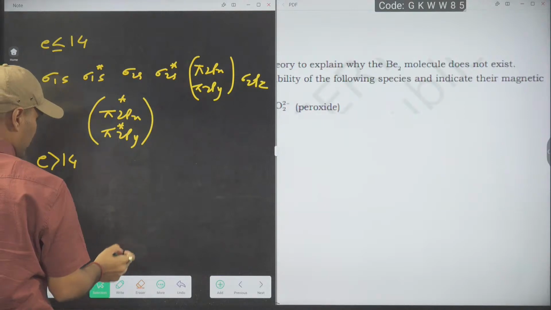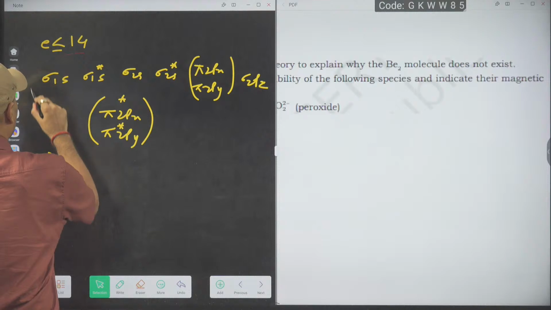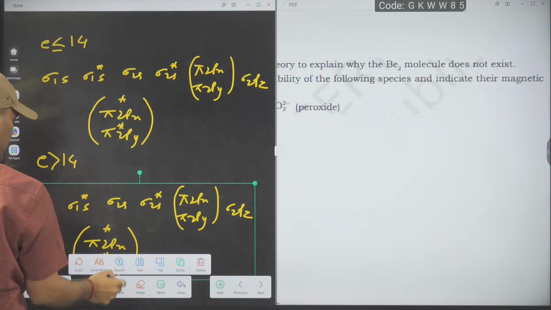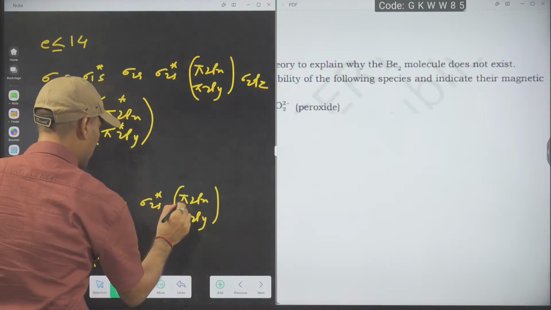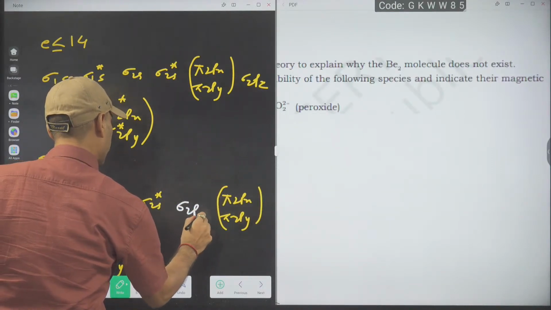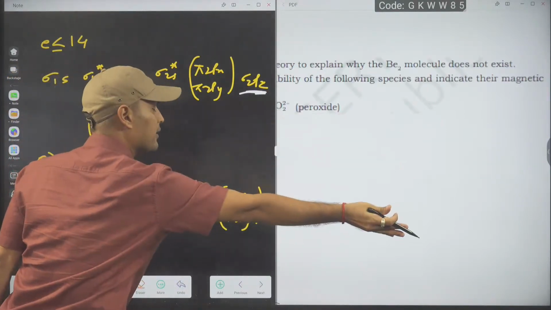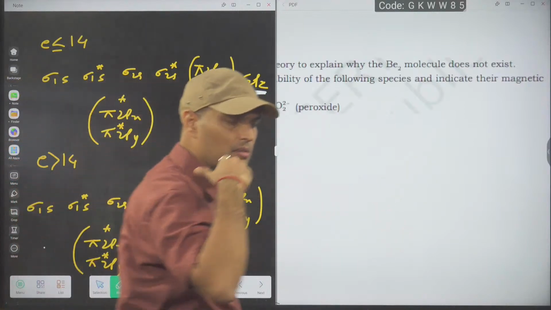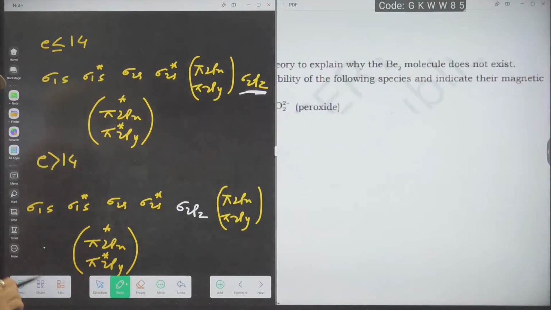Okay, what is the difference between the less than 14 and greater than 14 cases? Tell me quickly. The difference is only sigma 2pz. In one case, sigma 2pz is after, and in one case, sigma 2pz is before.